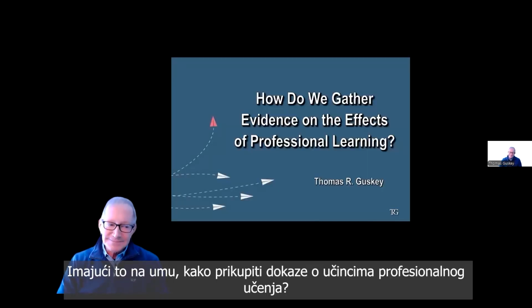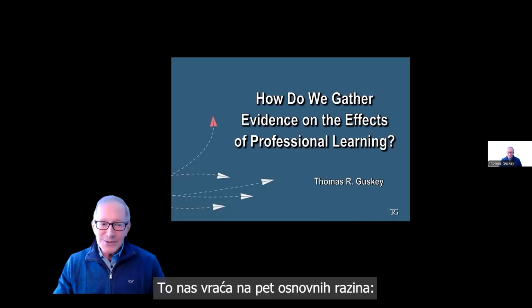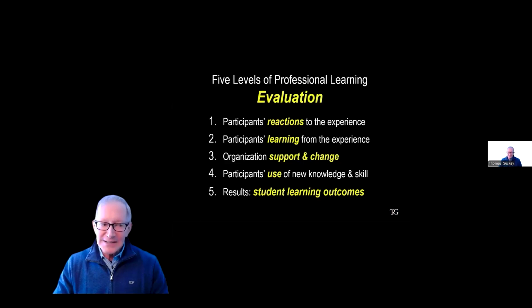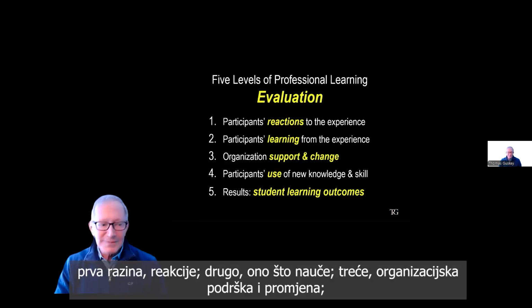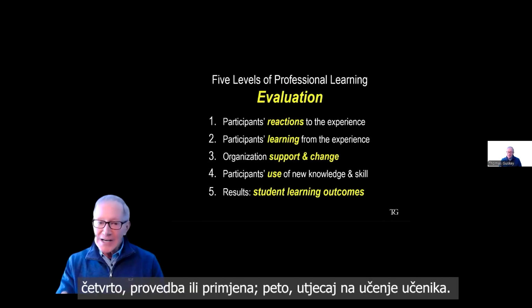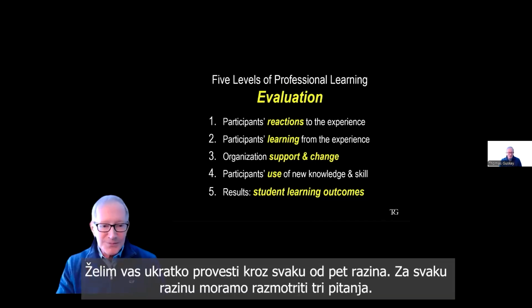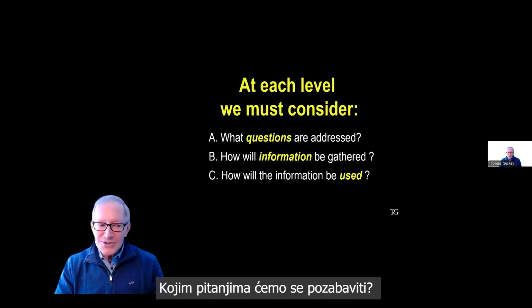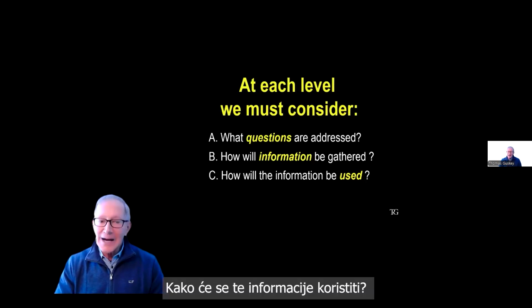So with that in mind, how do we gather evidence on the effects of professional learning? And this is going to take us back to those 5 basic levels. The first level, reactions. The second, what they learn. The third, organization support and change. 4, implementation or use. And 5, its impact on student learning. What I'd like to do is very briefly take you through each of these 5 levels, and with each level, consider 3 questions. What are the questions you're going to address? What information are you going to gather at each of these levels? And how will that information be used?